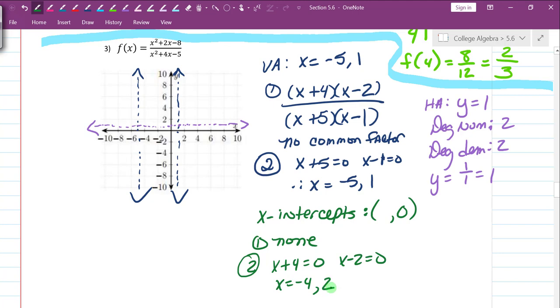So I actually have two x-intercepts. One is at negative 4, and the other is going to be at 2, 0. So here's one at 2, and here's the other one at negative 4.